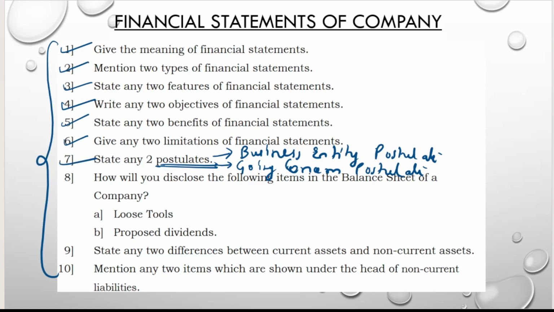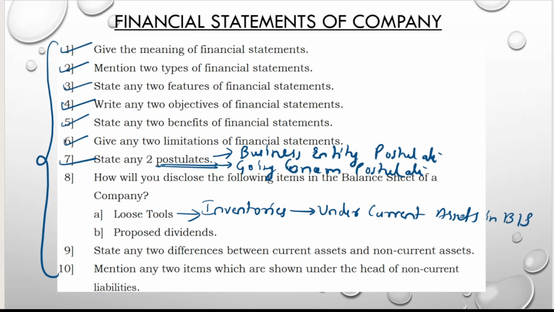Okay. How will you disclose the following items in the balance sheet of a company? Where are you going to disclose this? Loose tools. Loose tools will be recorded in inventories under current assets in the balance sheet. Write it as in balance sheet.